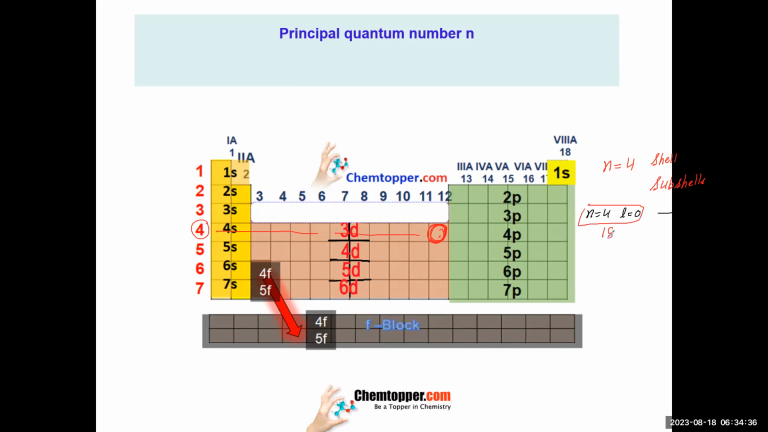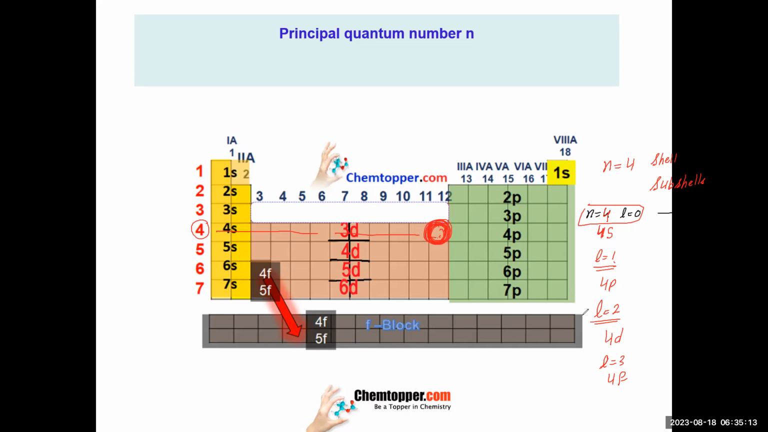This is 4s, sorry, this is 4. When l equals 1, then 4p. When l equals 2, 4d. And what else? When l equals 3, 4f. But do we have 4d and 4f for this element?